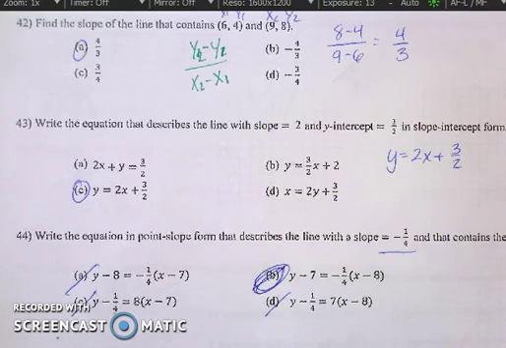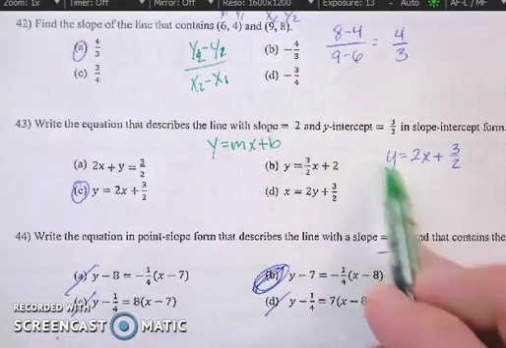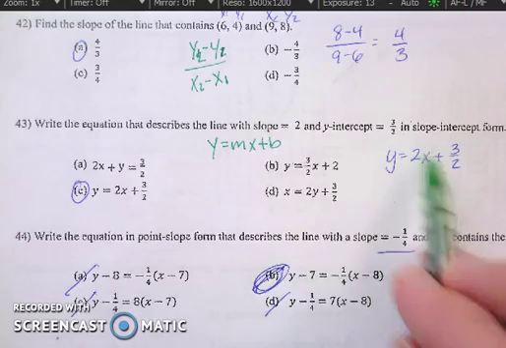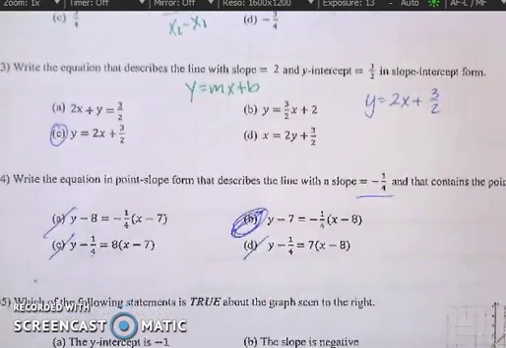Here we go. 43. Find the equation that describes the line with a slope of 2 and a y-intercept of 3 over 2. We just got to plug into the y equals mx plus b form. M is the slope 2, and the y-intercept is 3 over 2. C is our answer.